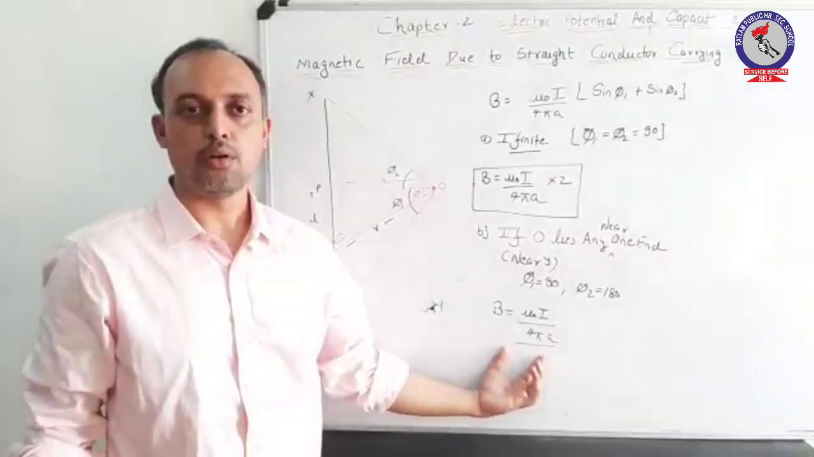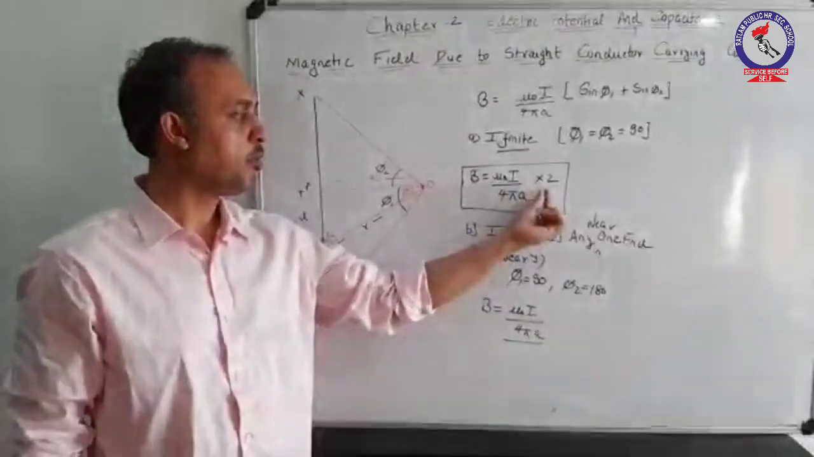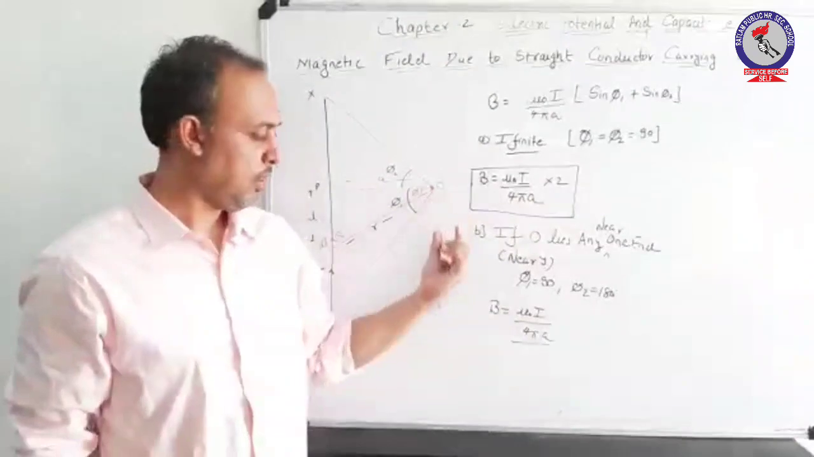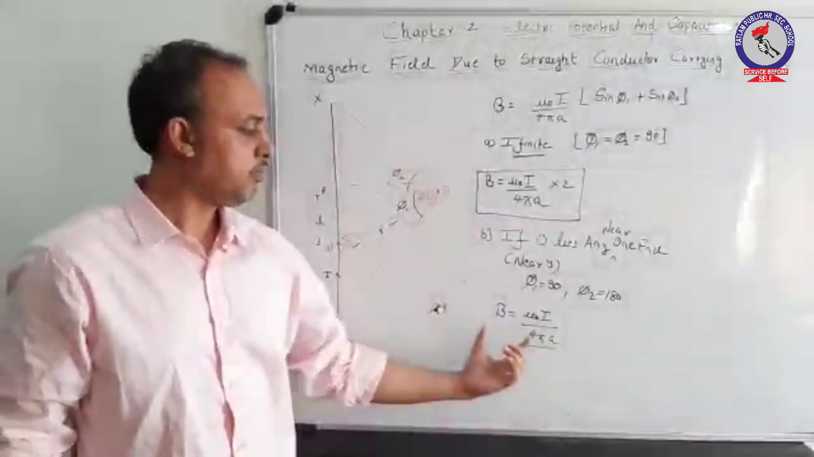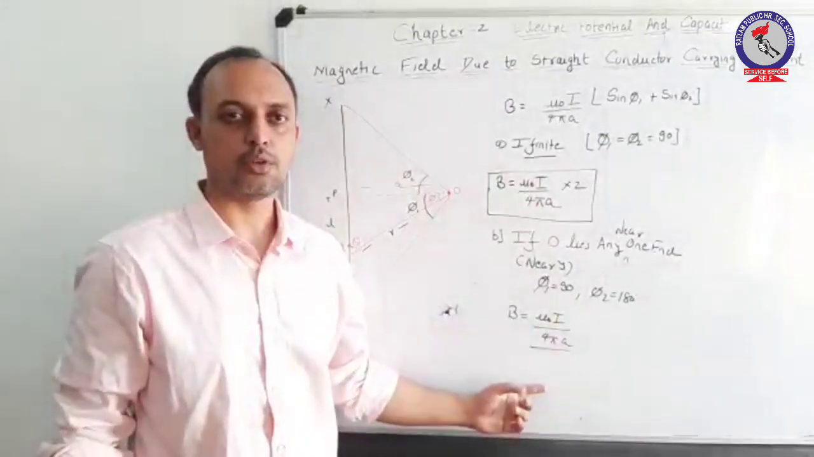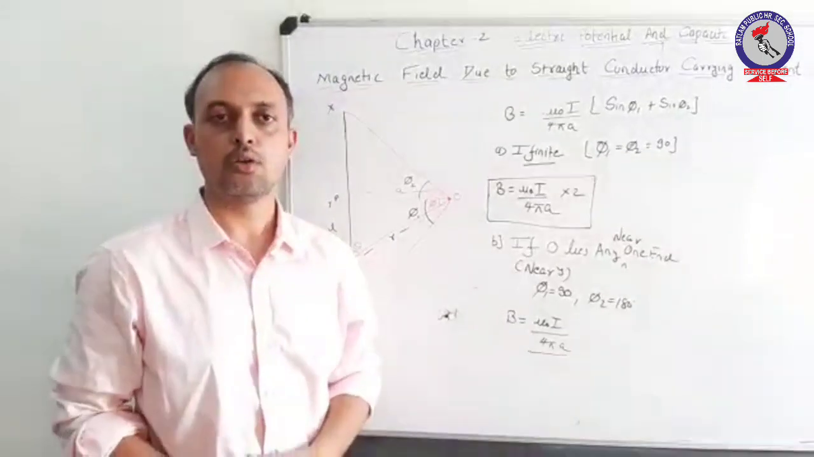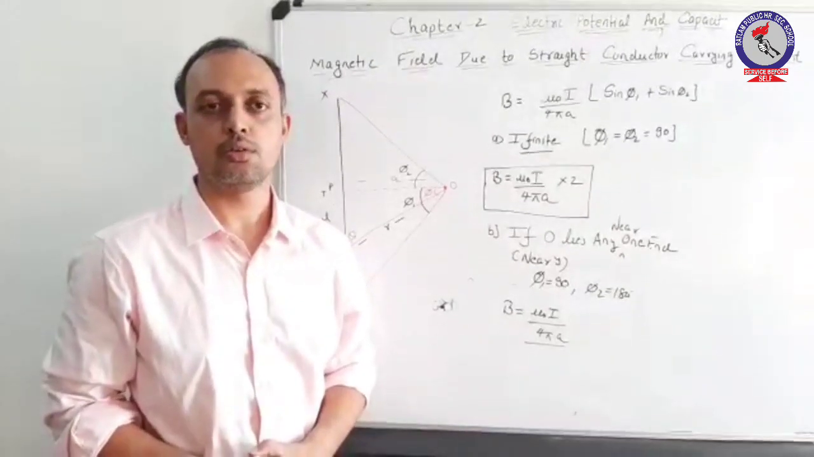So this is an important concept. For the infinite length conductor, the field is mu naught I upon 4 pi a multiplied by 2, where point O is lying at the center of the conductor, while if this point O is lying near any one end, the field comes half of that at the center if you compare the two expressions. So this was the calculation of field due to a straight conductor. I hope you have understood this concept well.